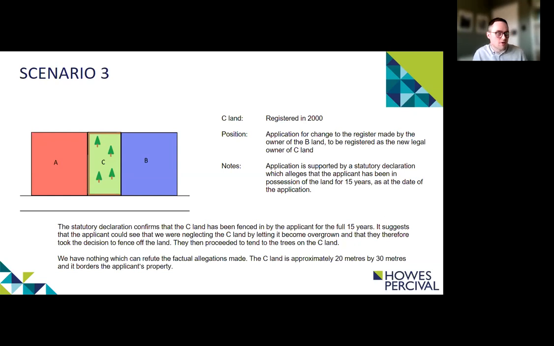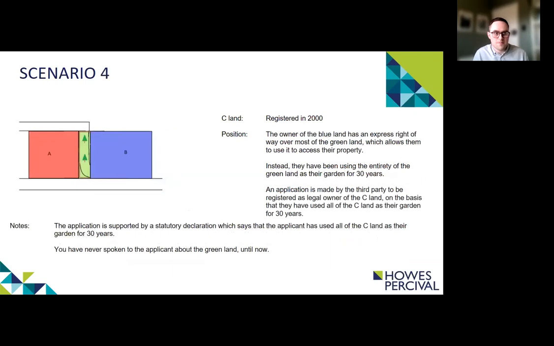So on to scenario 4. I'm conscious we're running over slightly, so I'll whiz through this one. So in this case, again, we're looking at registered land, registered in 2000. The difference here is that the adverse possessor has an express right of way over practically all of the green land. So you'll see I've tried to represent a road coming in from the top this time and running over the green land into the blue land. They say they've been using the green land as their garden for 30 years. So they've made an application on the basis of adverse possession, but they've never spoken to us about their use of the green land until now.